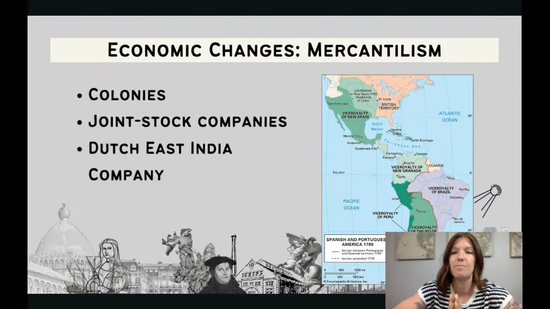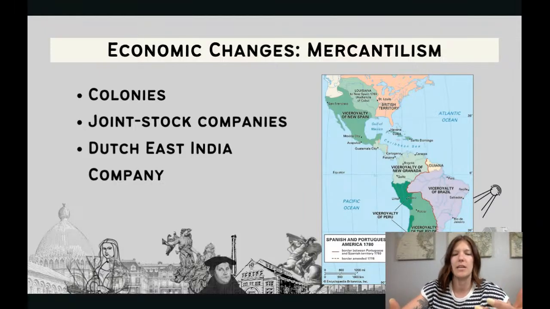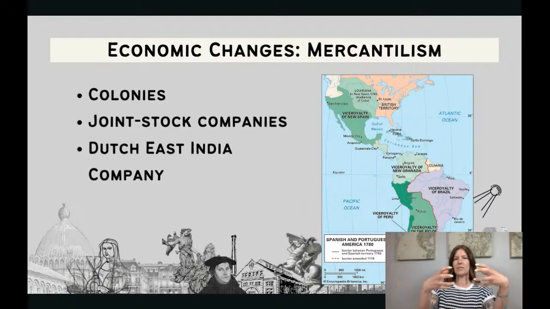So Europe sets up colonies in the Americas, like we can see here. A lot of these colonies and the settling of the Americas is also due to joint stock companies. So joint stock companies is an idea that you can get all of your best friends to go in on a voyage together so that if it's successful, you all reap the benefits. But if it fails, you are not losing all of your money.